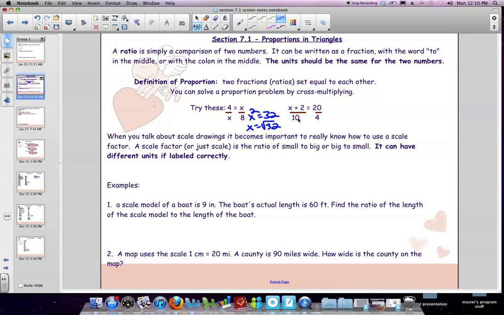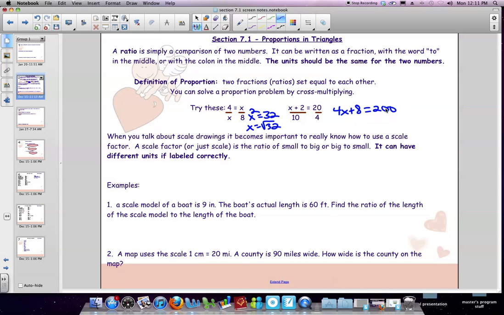Same thing over here. It's a proportion, so we cross multiply. The equal sign stays in the middle. 10 times 20 is 200. That's what goes on one side. The other side, when you take 4 times x plus 2, you have to use the distributive property because it's 4 times more than one thing. So that would be 4x plus 4 times 2 is 8. So it would be 4x plus 8.